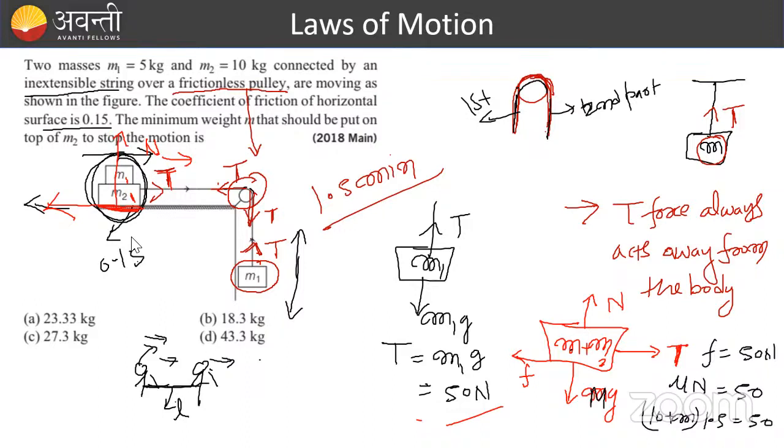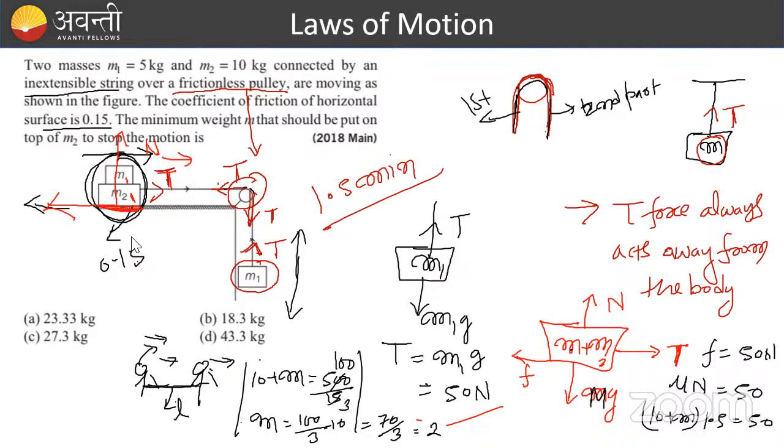So if you're going to solve it, M का value क्या आएगा? You solve this equation. So if I'm going to solve that, this is 1.5. So 10 plus M will become how much? 500 by 15. So this is your 100 by 3. M equal to 100 by 3 minus 10. So that is your 70 by 3. So if you're going to solve it, it will come around 23 something. Round off. Okay.